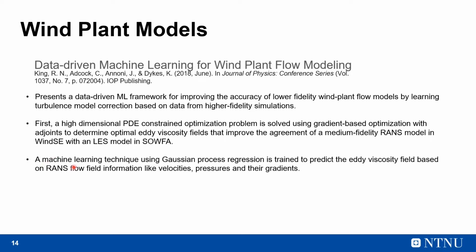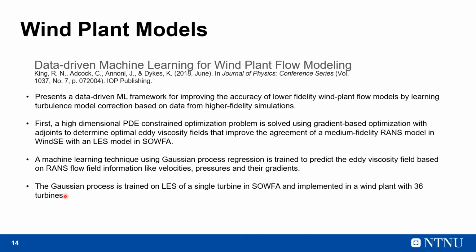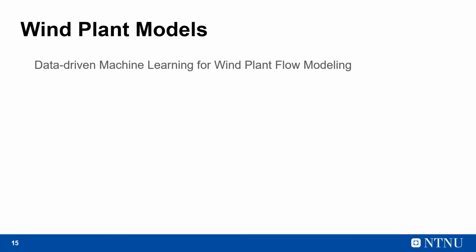A machine learning technique using Gaussian process regression is trained to predict the eddy viscosity field based on RANS flow field information like velocities, pressures, and their gradients. The Gaussian process is trained on large-eddy simulations of a single turbine in SOWFA and implemented in a wind plant with 36 turbines. It is observed that the Gaussian process model outputs show improvement over baseline RANS model outputs.